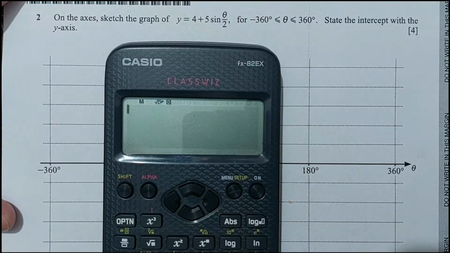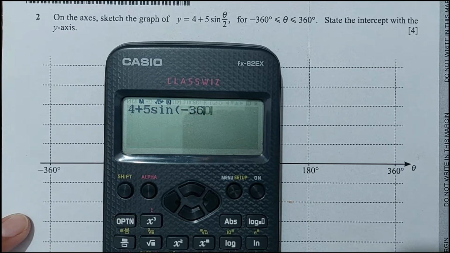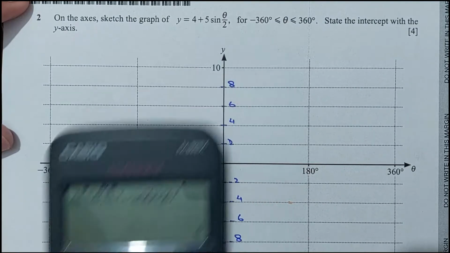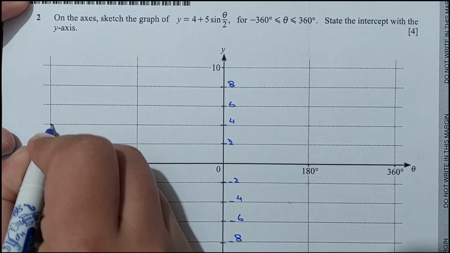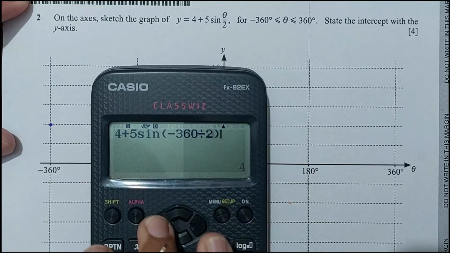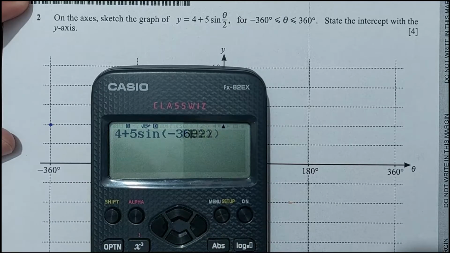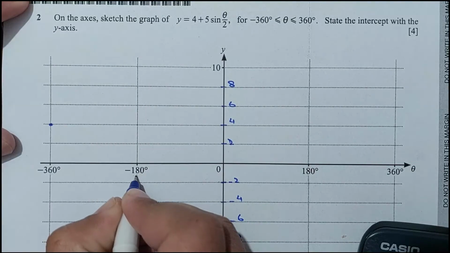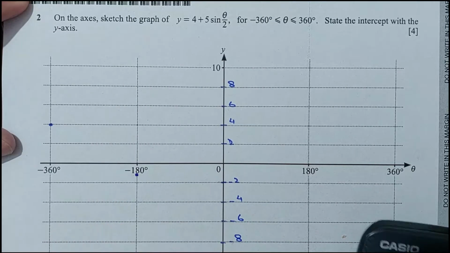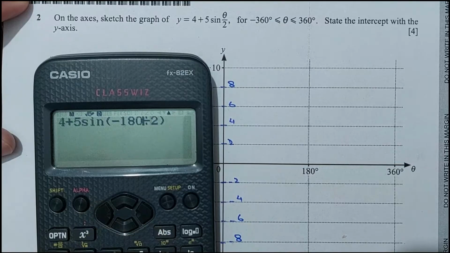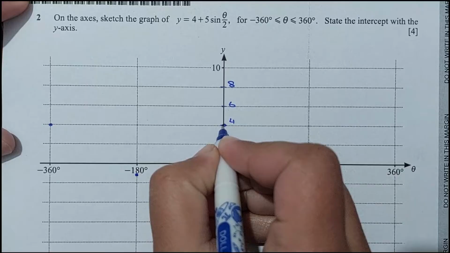4 plus 5 sine of theta by 2. Sine of minus 360 by 2, this value is positive 4. Let me check at minus 180. This is negative 1, in the middle, negative 1. Let me check at 0. At 0, it's 4.